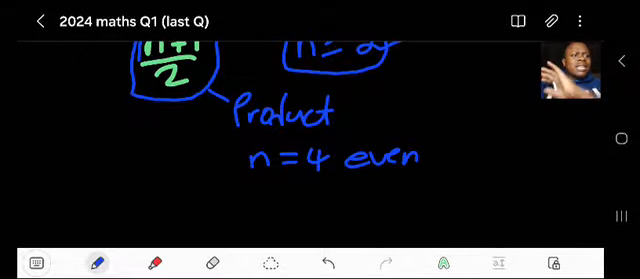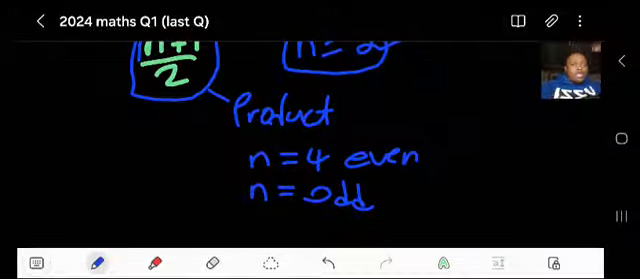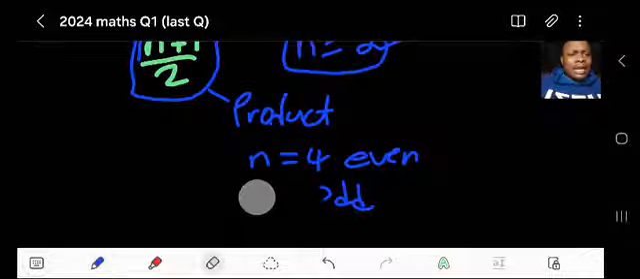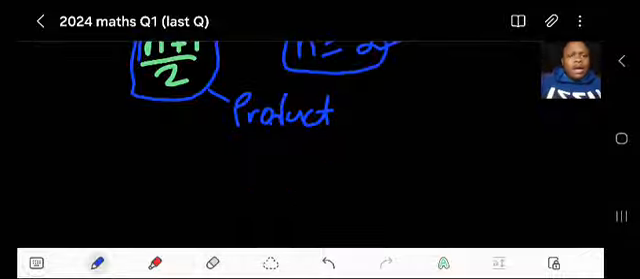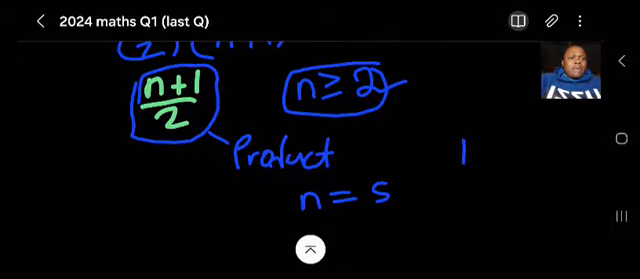So that means for an even number, when you add 1, it won't work. It always won't work. What about if you make n an odd number? Let's check. Let me take an odd number for argument's sake, something like 5. Let me make n 5.